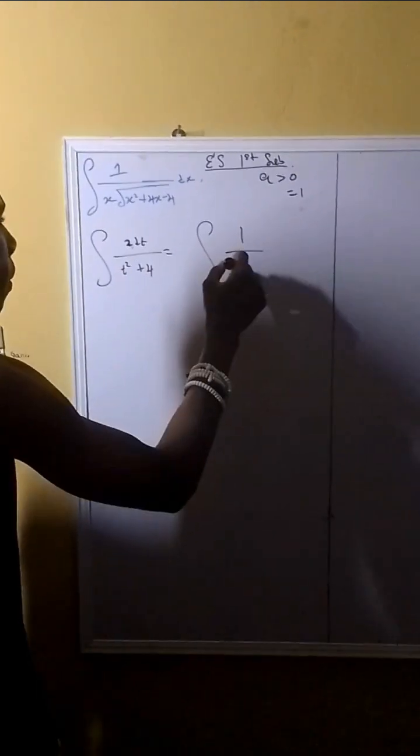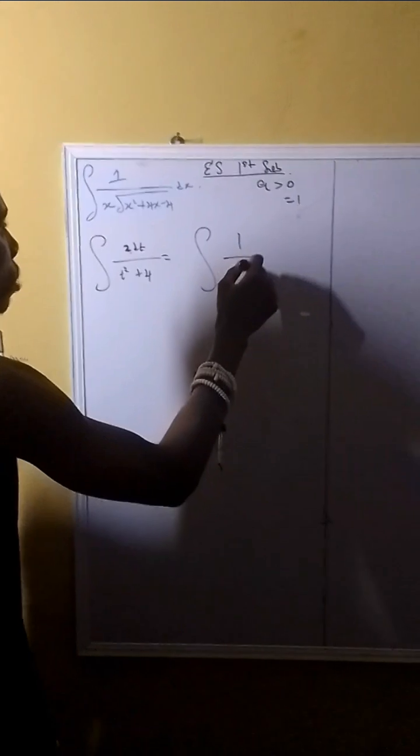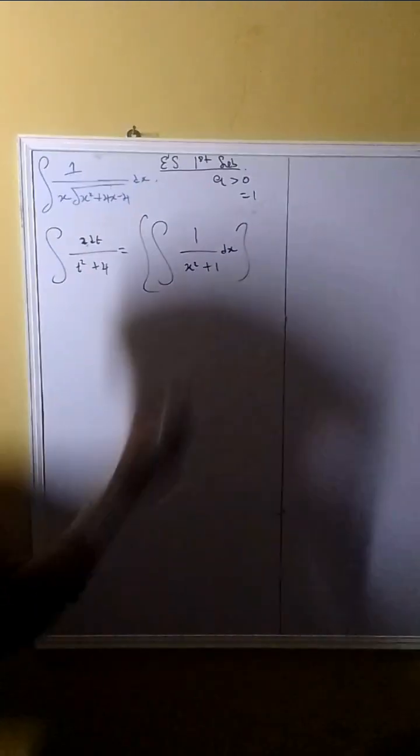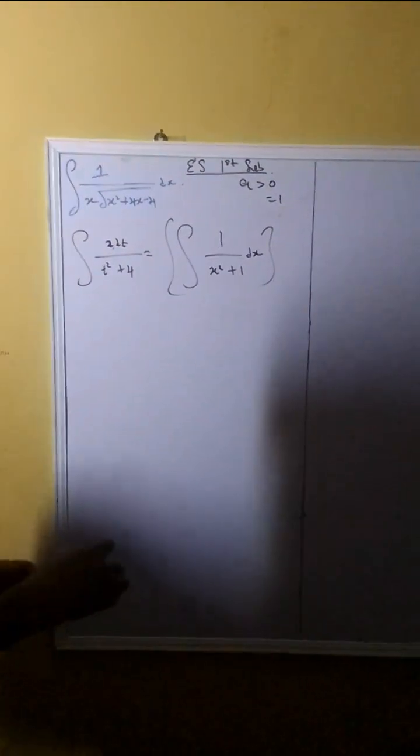Let me just say 1 over s squared plus 1, then dx. How can you make it look like this? That is what we are after before we can deal with some other things. So quickly, let us not waste time.